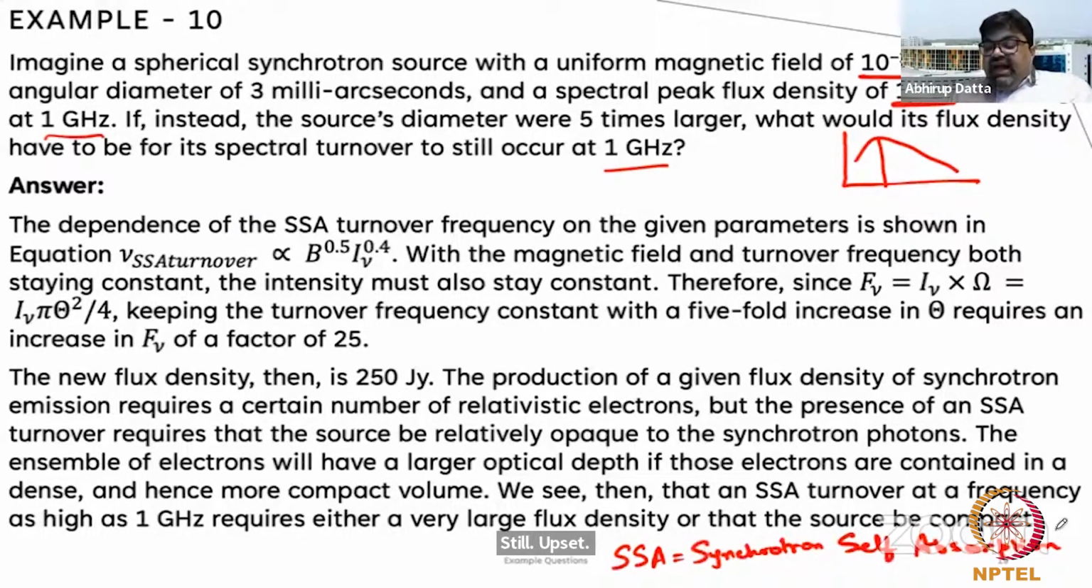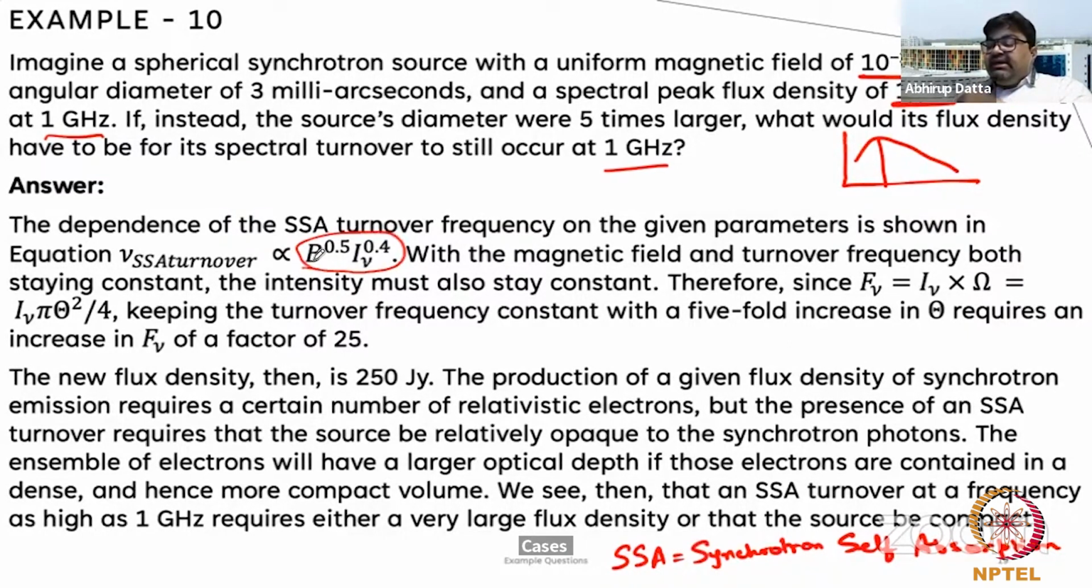That turnover frequency depends on B to the power 0.5 and I_nu to the power 0.4. So if I know the turnover frequency, and I know the intensity at a particular frequency, which is measurable, I can actually constrain the associated magnetic field. That's a very powerful way. We'll discuss this in more detail in the last 2 weeks of this course. Okay.